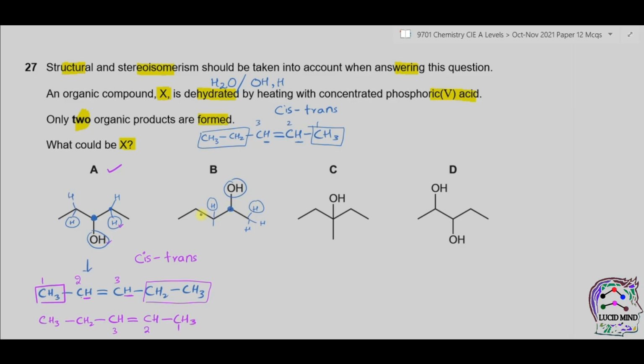Let's draw the second product. In the second product, we can use these two. Now we have CH3CH2. Then again CH2, CH. Now the double bond will be between these two carbon atoms.